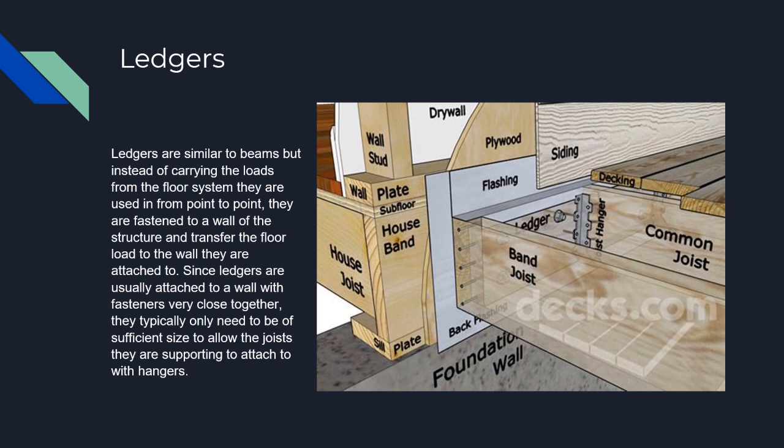Ledgers. Ledgers are similar to beams, but instead of carrying the loads from the floor system from point to point, they are fastened to a wall of the structure and transfer the floor load to the wall they are attached to. Since ledgers are usually attached to a wall with fasteners very close together, they typically only need to be of sufficient size to allow the joists they are supporting to attach with hangers.